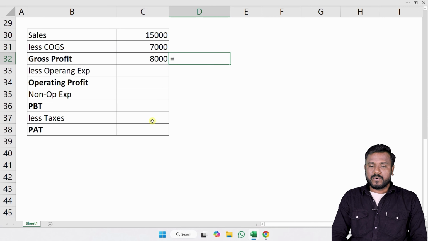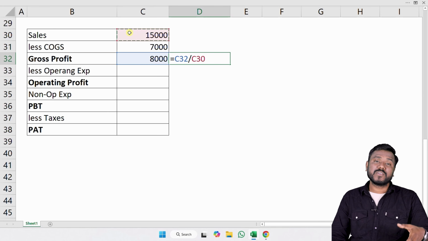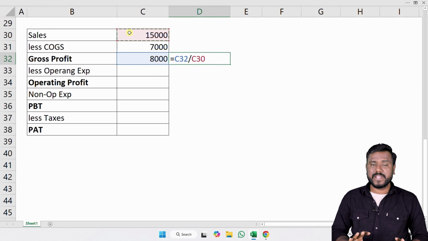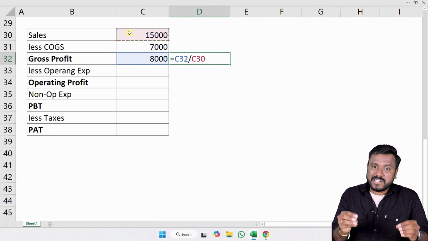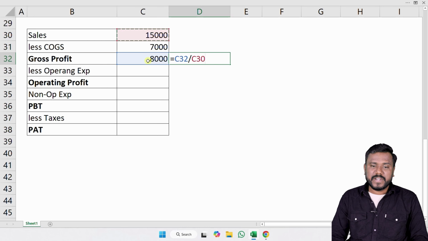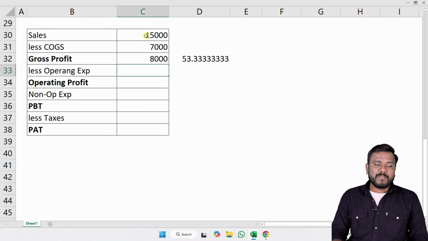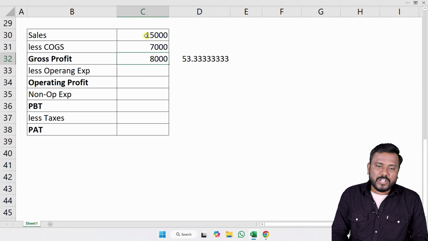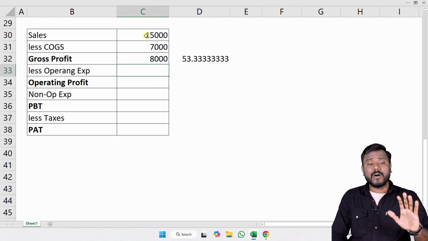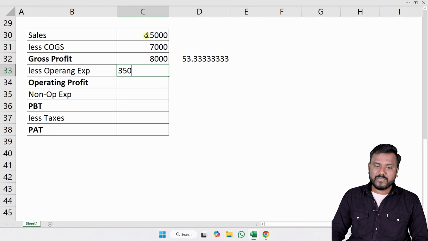Now we'll convert this into a percentage. I want to know my gross profit margin. So gross profit divided by sales. By comparing with my sales, I want to understand how much profit I'm making, the percentage of profit. So gross profit divided by sales multiplied by 100. What is my profit margin now? 53%.